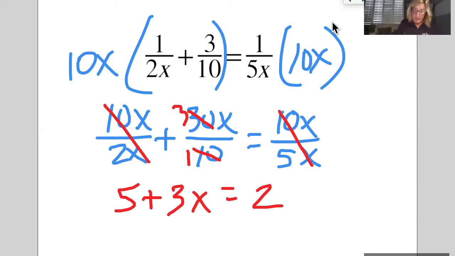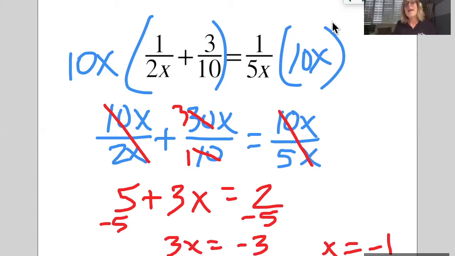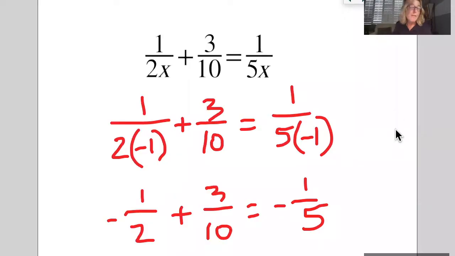We could subtract 5 from both sides, and then we would have 3x is -3, so x is equal to -1. And again, we want to check it. So let's do that. I've written out the equation replacing x with -1. And we end up with -1/2 plus 3/10 equals -1/5, which is a true equation if you give them common denominators. So again, -1 is a good solution on this equation.